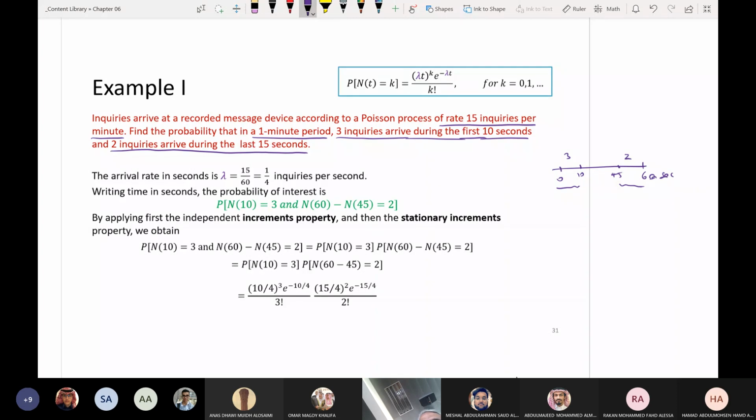First of all, we need to find out what the rate lambda is, and we need to do it in terms of seconds, or in terms of per minute, or whatever. However, if you do it per second, you have to solve everything in terms of seconds. If you do it per minute, you have to solve everything per minute. So the arrival rate per second is lambda, which is 15 per minute. So I said 15 divided by 60, since there are 60 seconds in 1 minute, which is 1/4 inquiries per second.